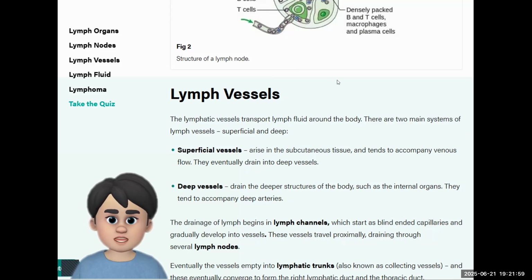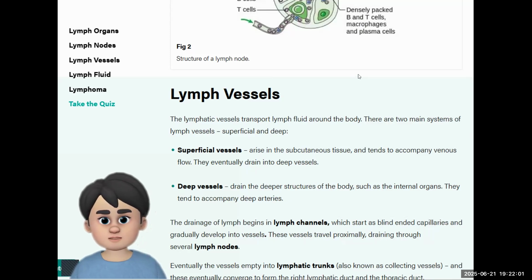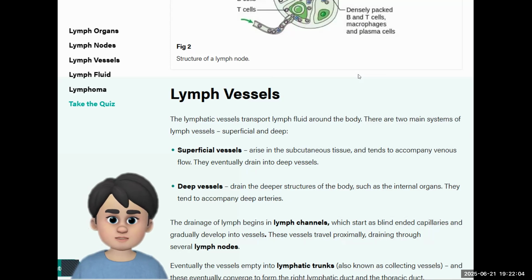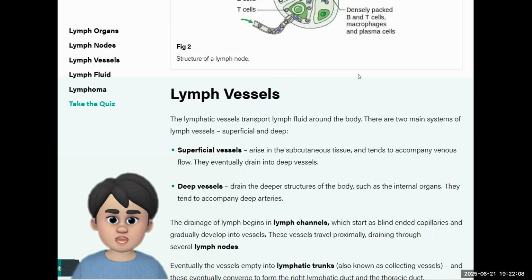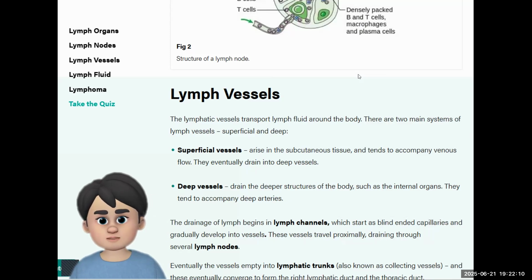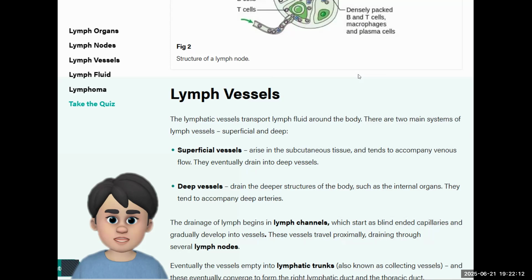Then lymph vessels. Now lymphatic vessels transport lymph fluid around the body. There are two main systems of lymph vessels, superficial and deep. Superficial කියලා කියන්නේ මතු පිට තියෙනවා. Right? මතු පිට තියෙනවා.